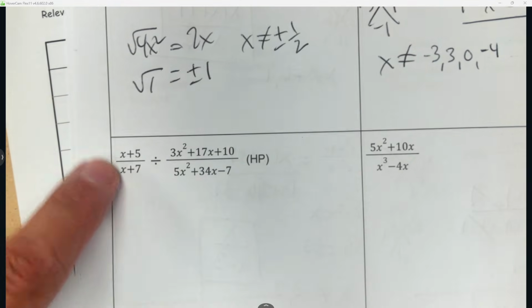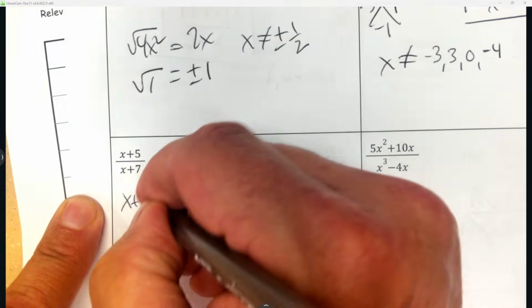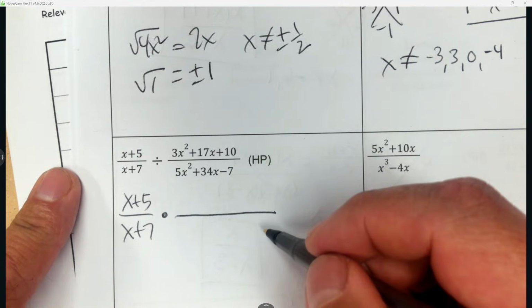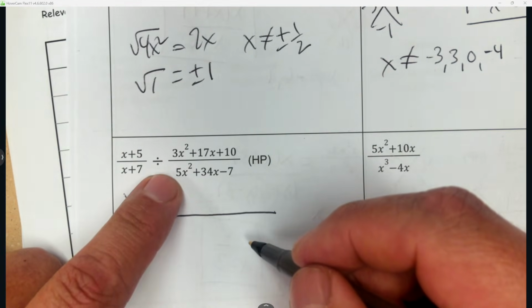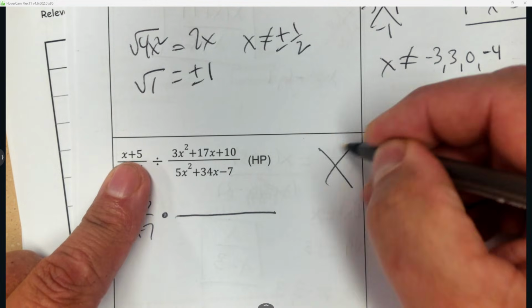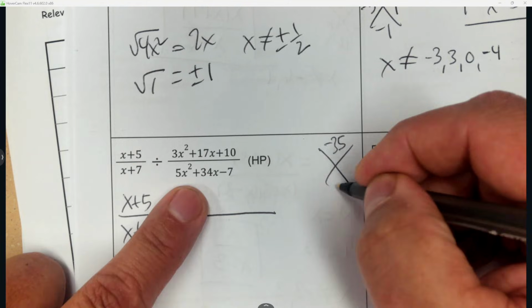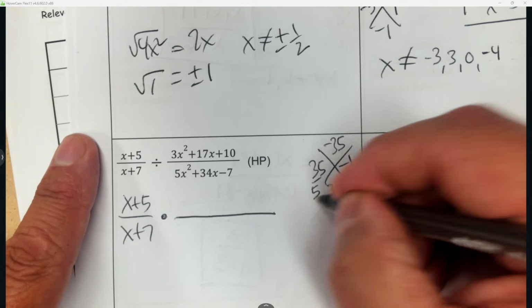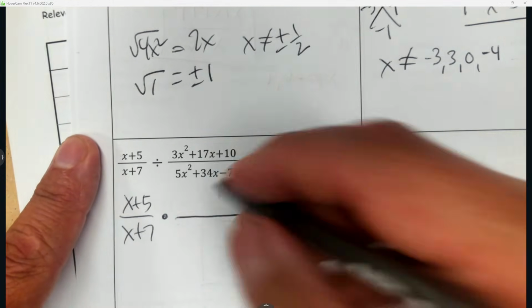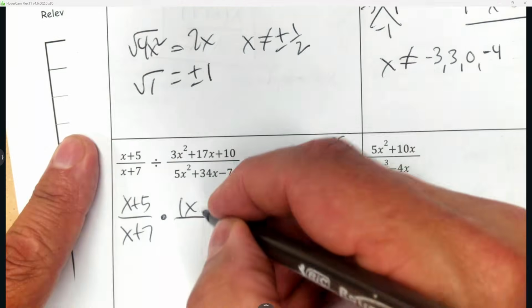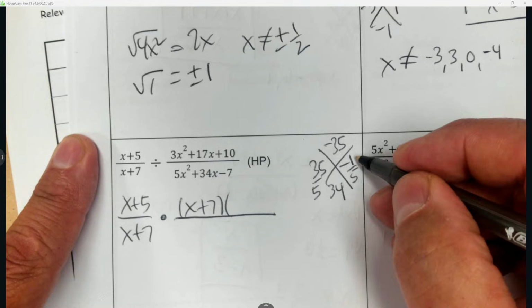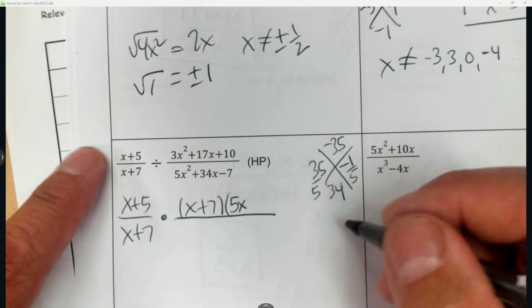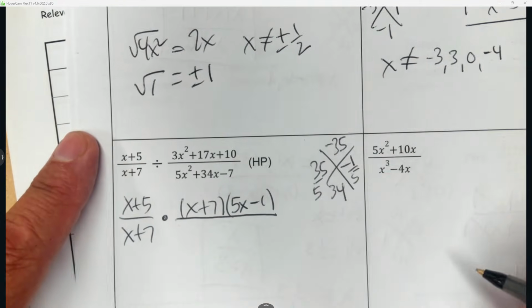All right, dividing. So the first, x plus 5 and x plus 7, that's prime. Change it to multiplying. So we're going to do the reciprocal. So we'll start at the bottom. 5 times negative 7 is negative 35 and positive 34. So that's 35 and negative 1. When I divide by 5, 35 divided by 5 is 7. And then negative 1 divided by 5, the denominator slides in front, and it's 5x minus 1.